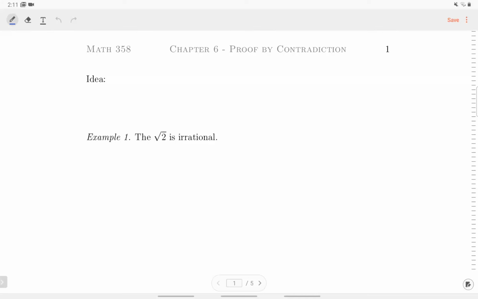All right, so we've done direct proof. We've done contrapositive proof, which is basically rewrite it and then do direct proof. But there is another proof technique that is a different approach that's super, super useful. And this is called proof by contradiction.